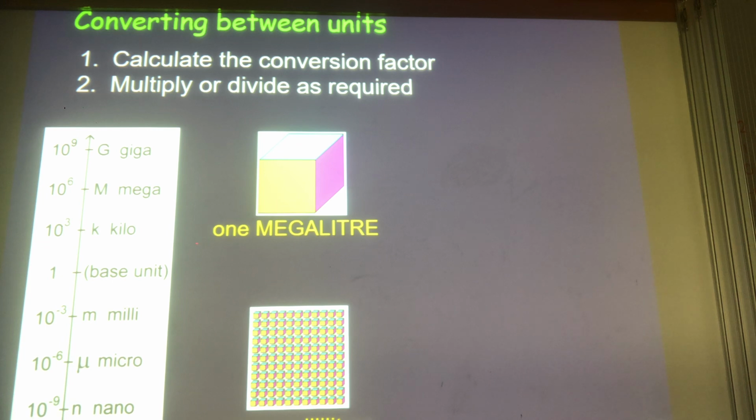So to convert between two units, so if we've got something in kilograms and we want to convert it to micrograms, how do you do that? Well, first thing you do is work out a conversion factor based on the powers of 10, and then you multiply or divide as required.